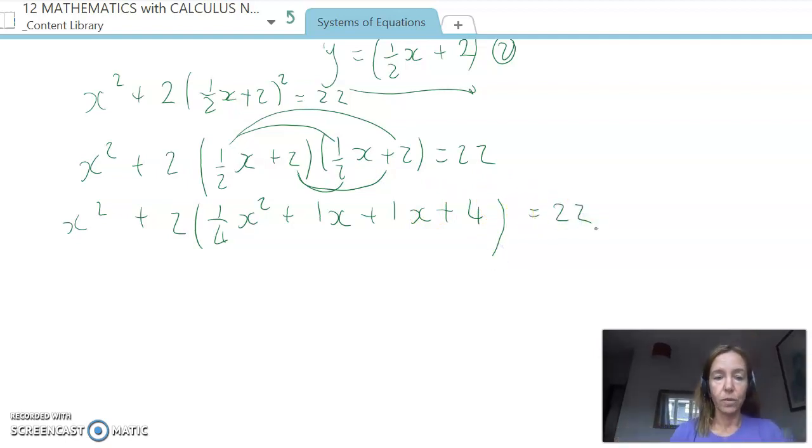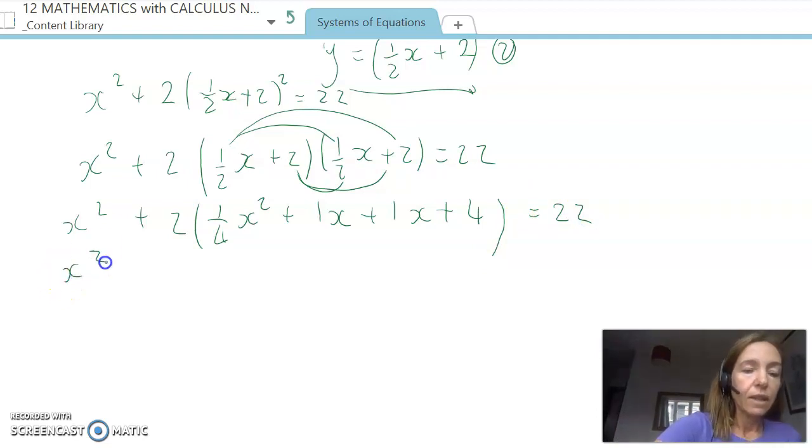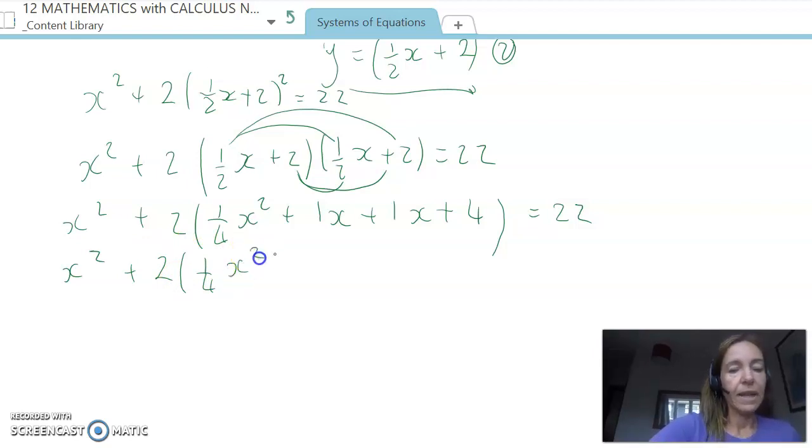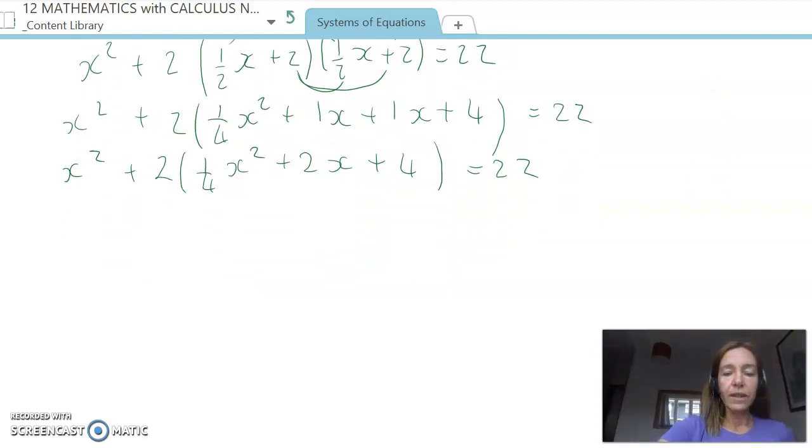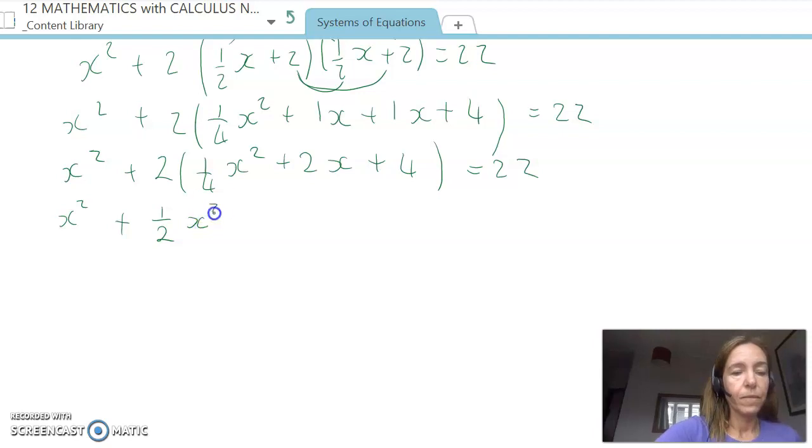equals 22. Okay. Now obviously you can do this in Solver if you want to, but a lot of you do need to practice your expanding out, okay, just so that you don't make silly mistakes in the exam. I've got 2 like terms here. Again, you don't need to show all of these, just make sure you're understanding. And so 2 times a quarter, so a quarter of 2 is going to be 1/2. 2 times 2 is 4, and 2 times 4 is 8.